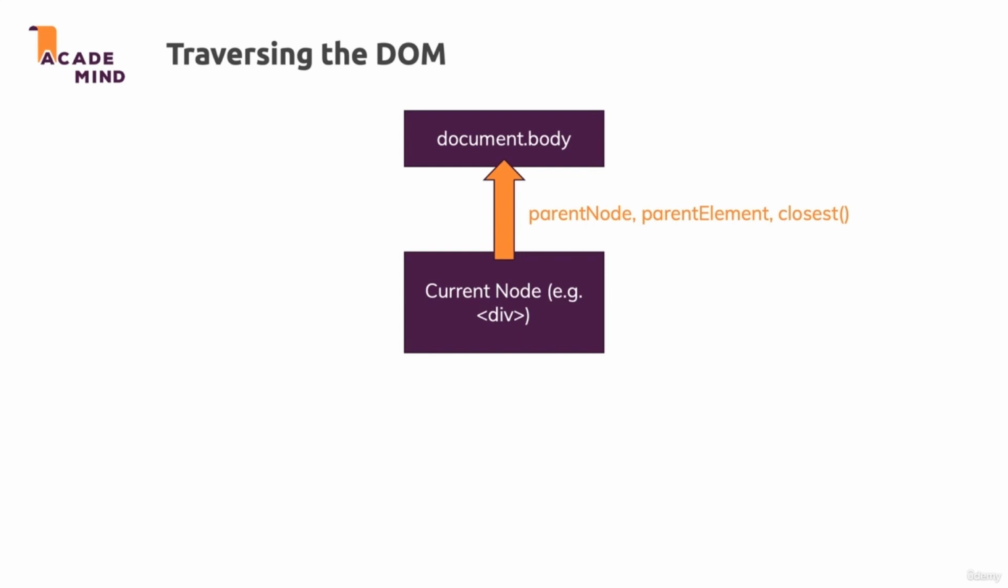Now, of course, you can also go the opposite direction, and instead of reaching out to a parent or ancestor element, you can also reach out to a child or descendant element. There you have child nodes and children. Child nodes to select all child nodes, including text nodes. Children to only select child element nodes, so only HTML element objects.